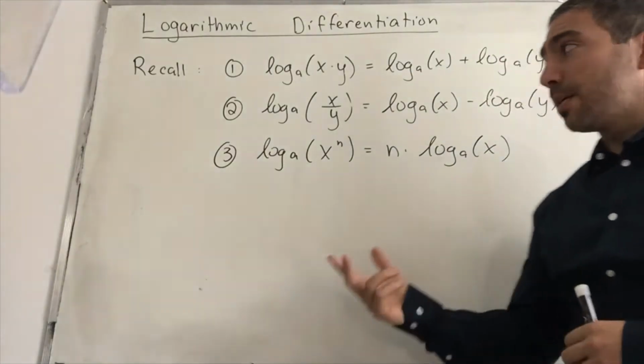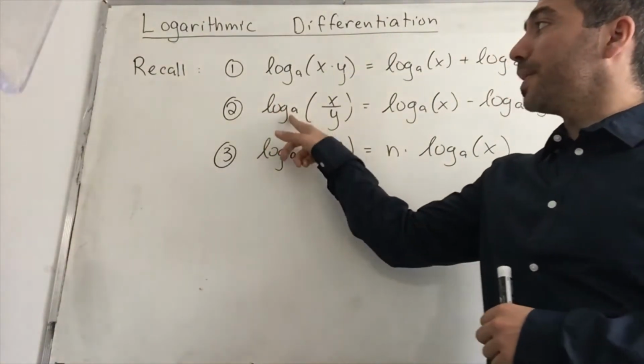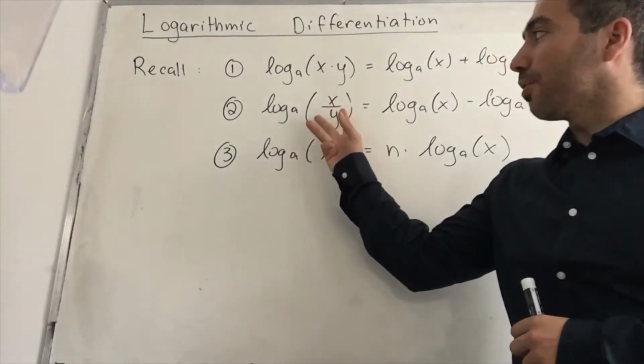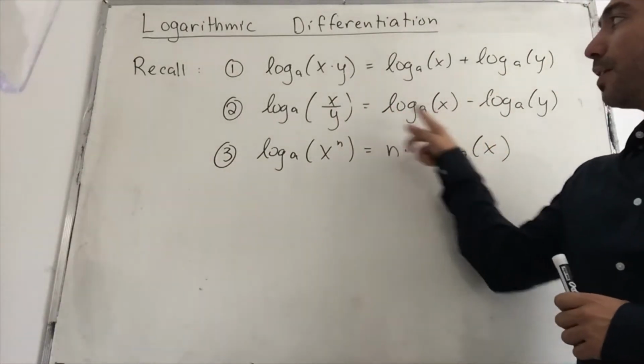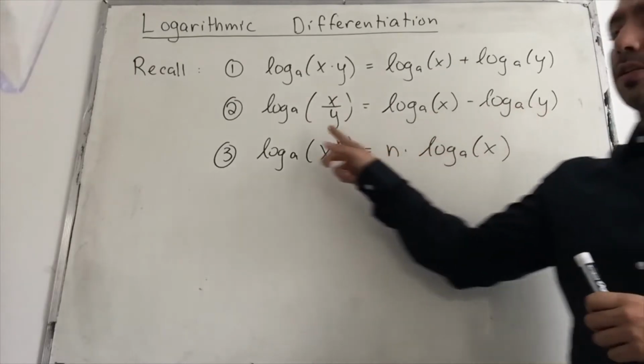The second property is division. If we have log base a of x divided by y, a division within our log, this turns into two logarithms with a subtraction sign in between: log base a of x, the numerator, minus log base a of y, the denominator.